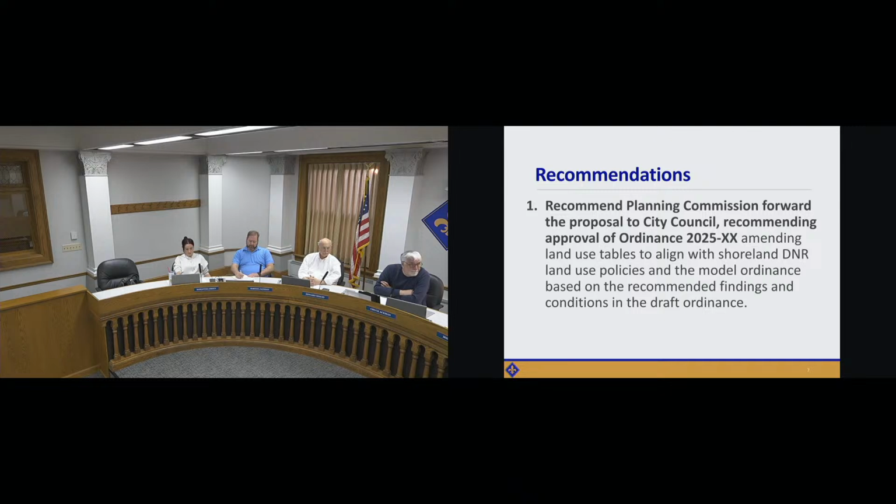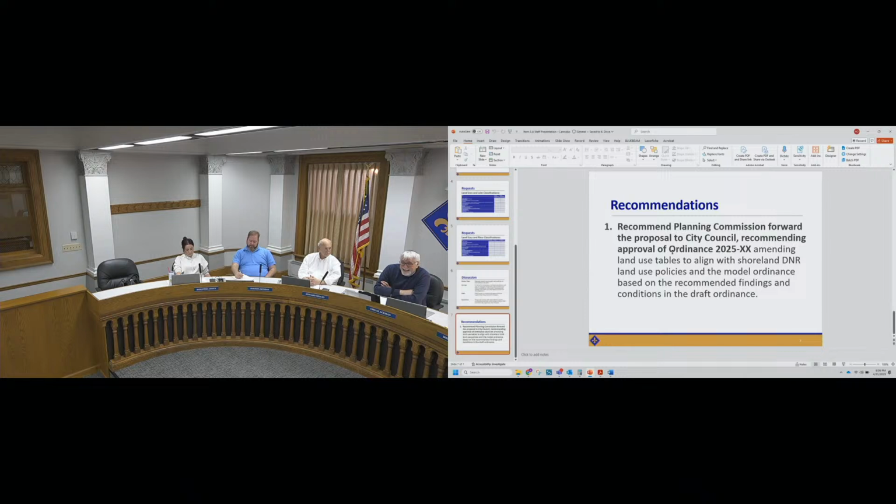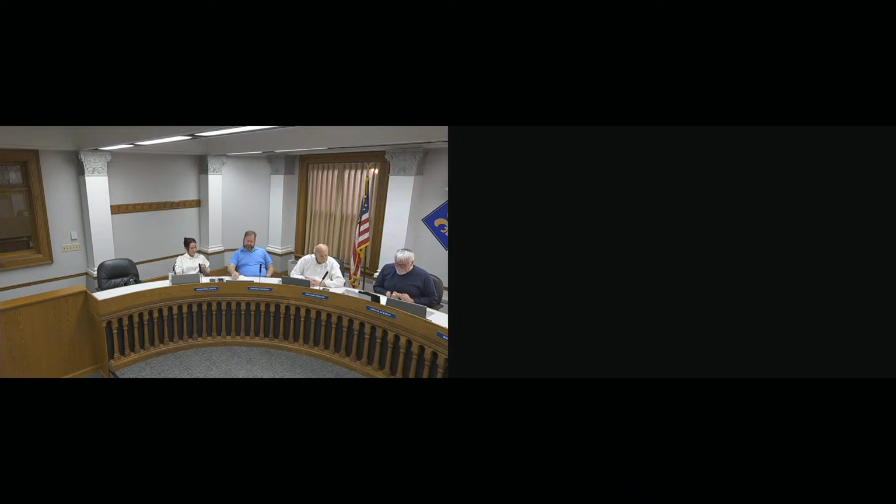I'll move to approve. Steve's got the motion. Tina's got the second to approve the ordinance change language as presented by staff. Motion, second. Anything else? We'll vote. All those in favor say aye. All those opposed, no. Done with that. That is the only item on our agenda for public hearings.